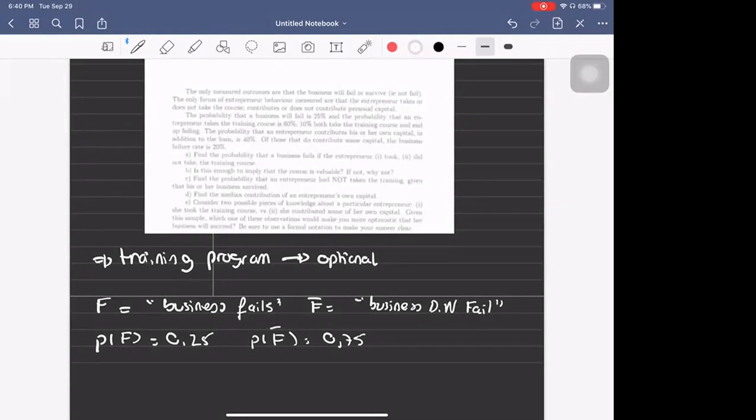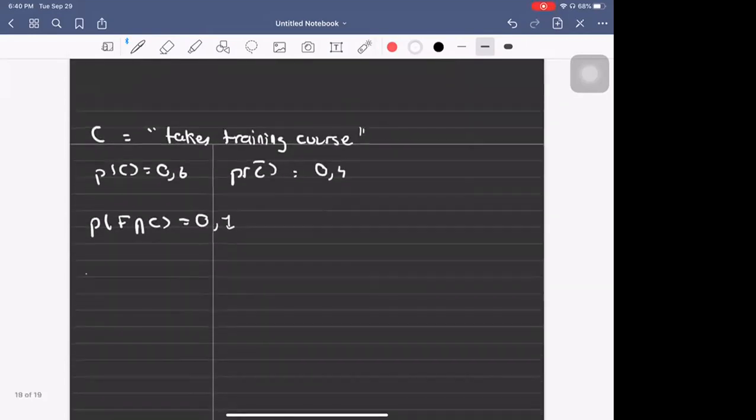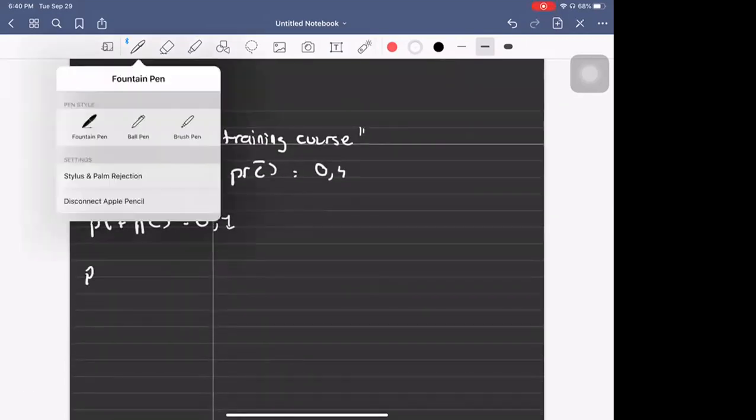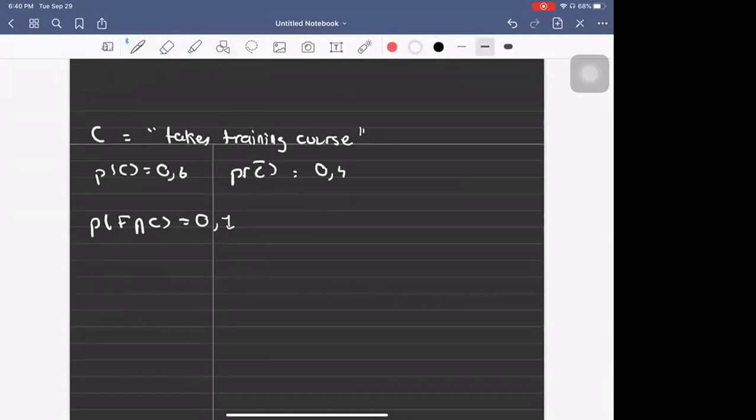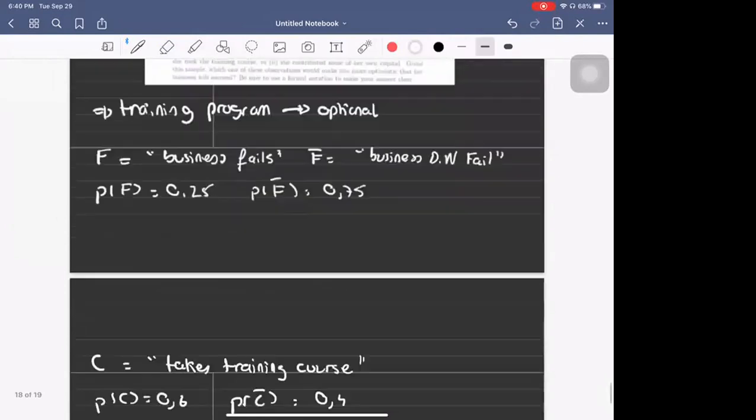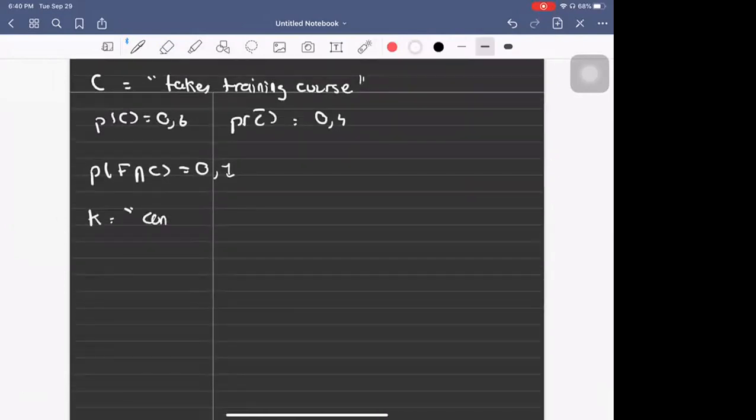And the probability that an entrepreneur contributes his or her own capital is 40%. So I'm going to define the event K as contributes capital.